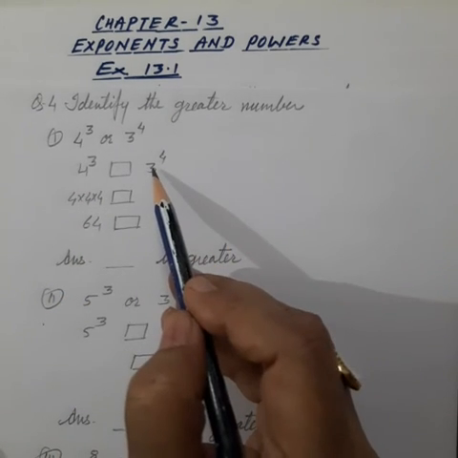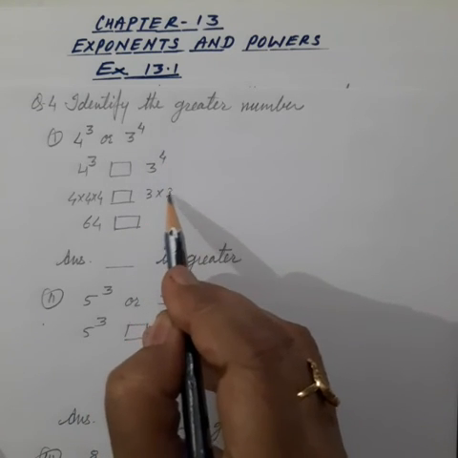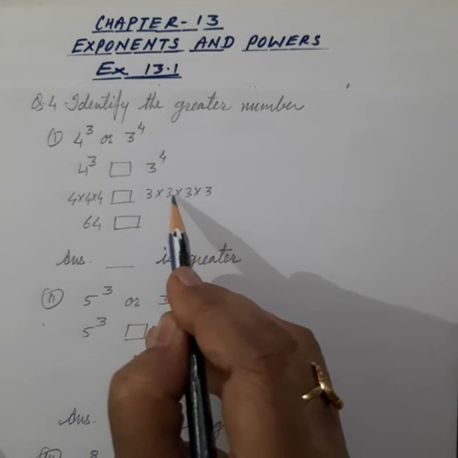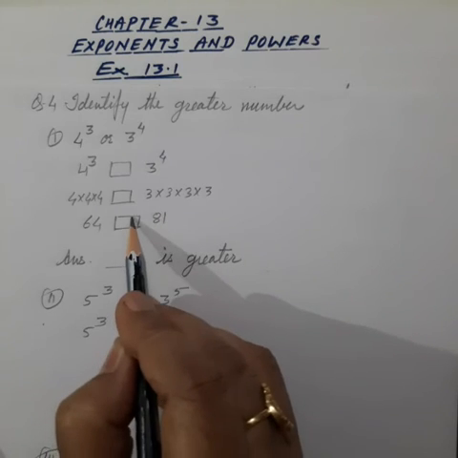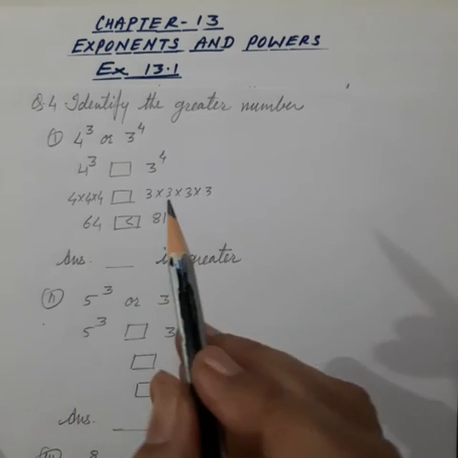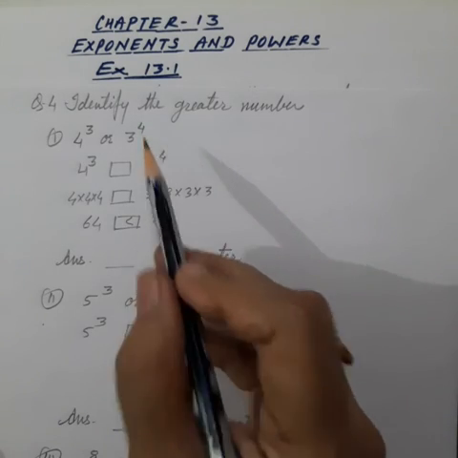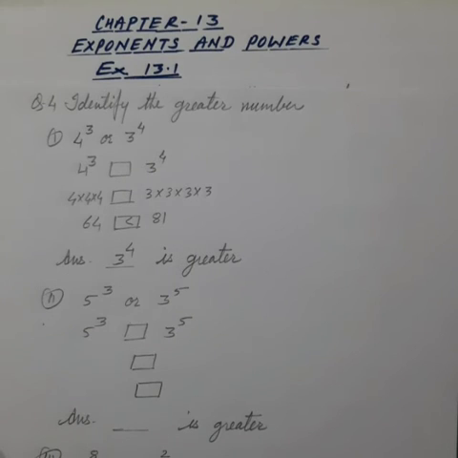And here 3 raised to the power 4 means 3 is multiplied by itself 4 times. 3 3s are 9, 9 3s are 27, 27 3s are 81. 81 is greater than 64 and the exponential form of 81 is 3 raised to the power 4. So 3 raised to the power 4 is greater.